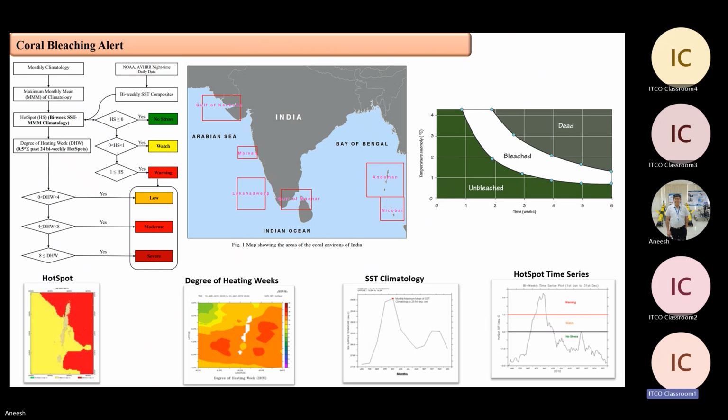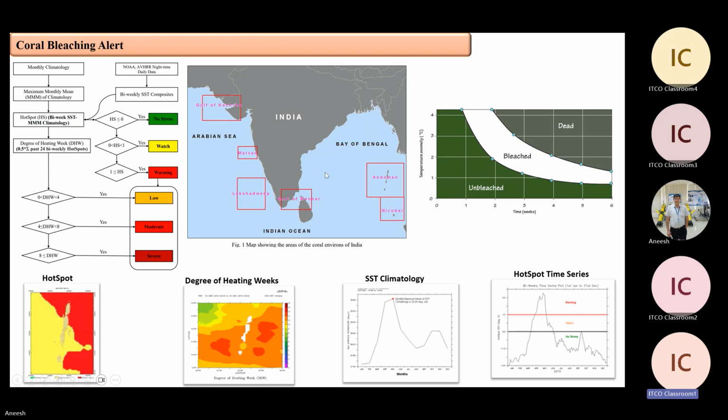Now, the next one is the coral bleaching alert. The coral bleaching alert mainly started with the sea surface temperature data, because we have areas with very active and live corals.